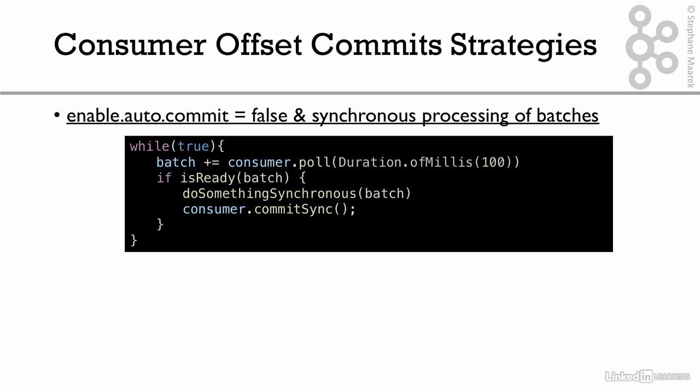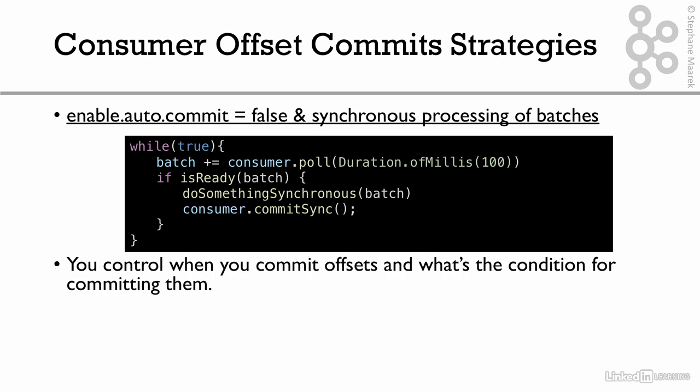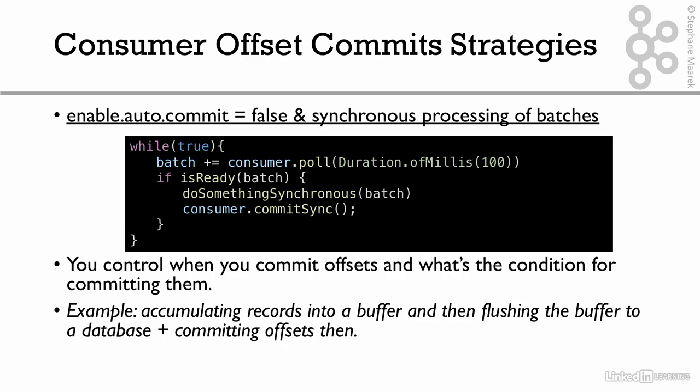So here's what it looks like. We have the batch and we accumulate records. And then when your batch has enough records, you do something synchronous with the batch and then you commit sync the offsets. And basically that makes an explicit commit happen. So this one I really like because you control when you commit the offsets and what's the condition for committing them. And an example of this is when you accumulate records into a buffer and then you flush the buffer into a database and you commit the offsets then.